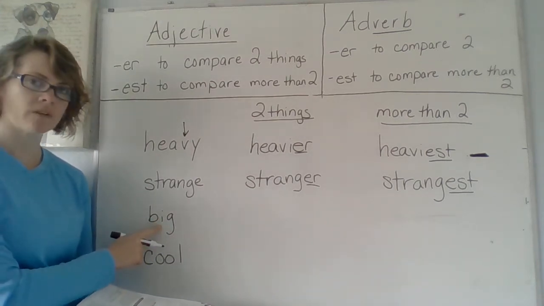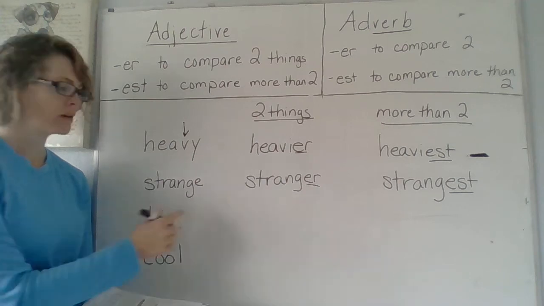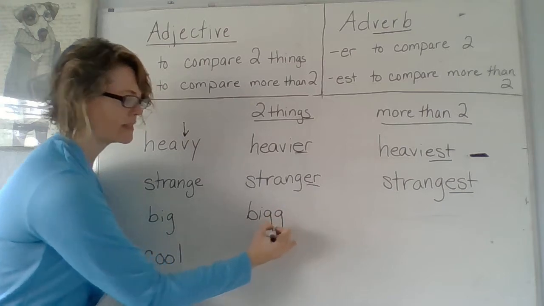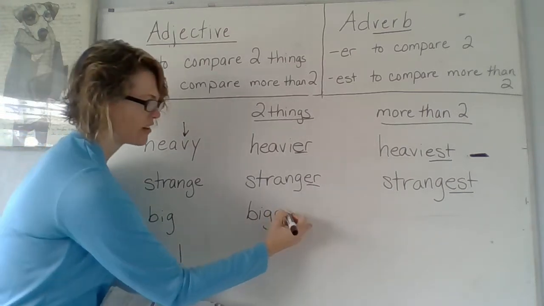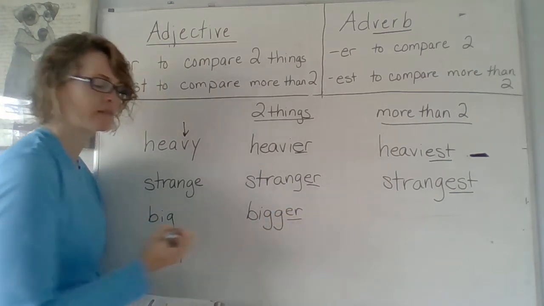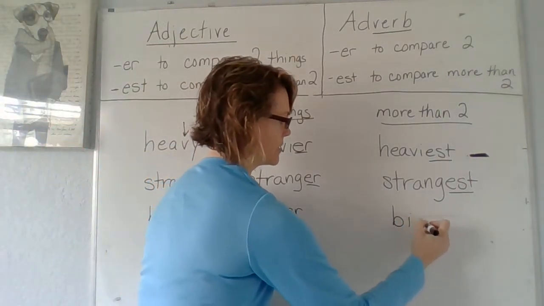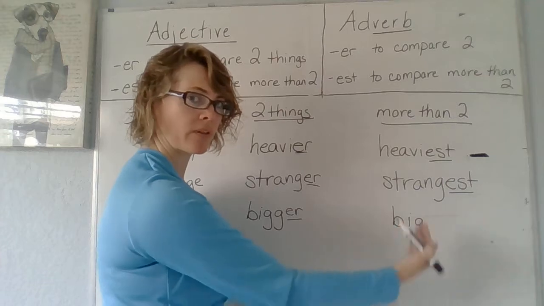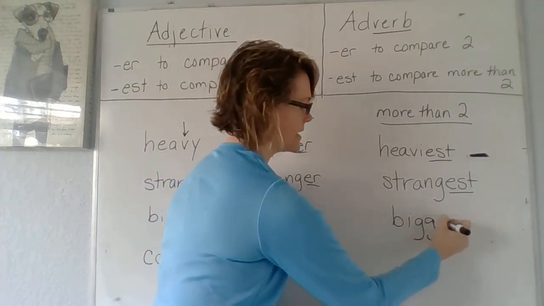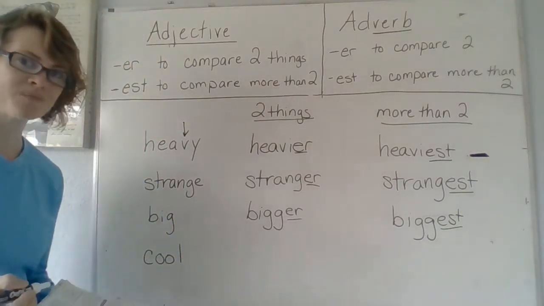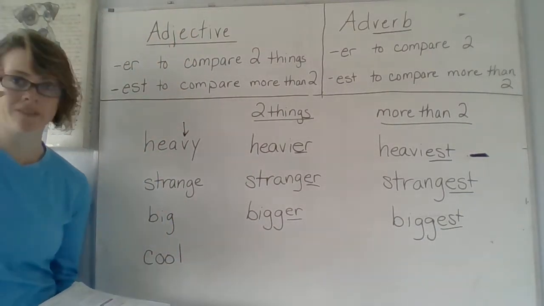This one has one short vowel sound, I, big. If you can remember, we double the consonant and then add our comparative ER. And same thing with biggest. We take big and we double the consonant and then add the EST. Remember these rules? Now sometimes you don't have to do a thing.